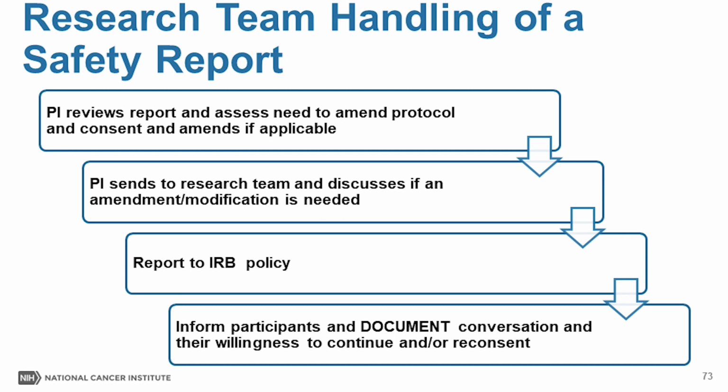They do need to inform the research team and let the team know if the amendment is going to be needed. Refer to the IRB policy of if it is a true SUSAR, how is that then reported to the IRB? And then finally, informing participants and documenting their willingness to continue on the study. It also could even impact enrollment. Maybe enrollment will need to be halted.